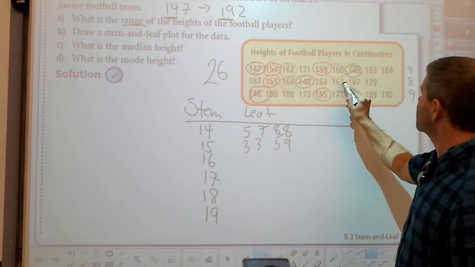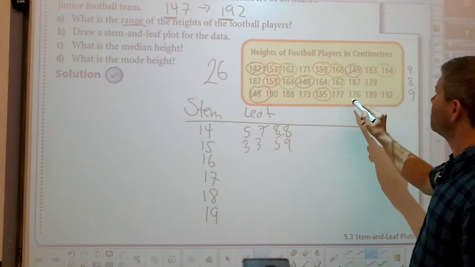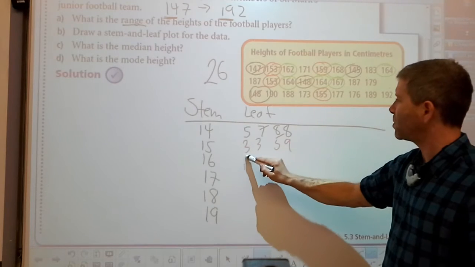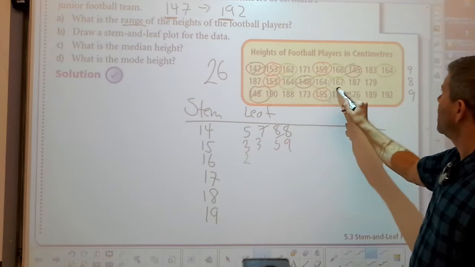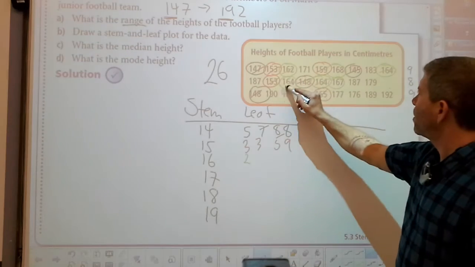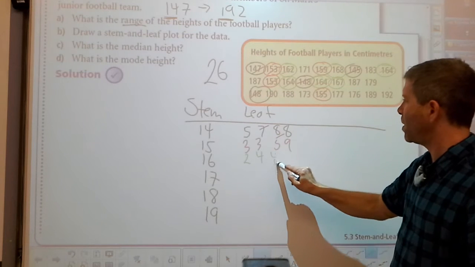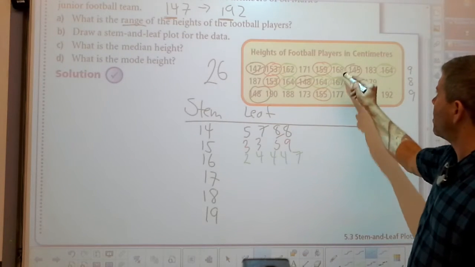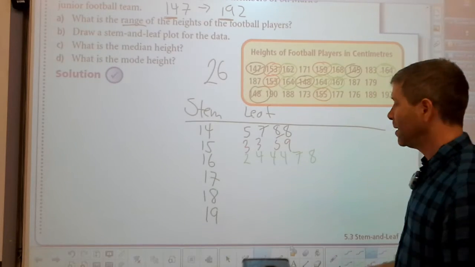162, 164, 67, 64, and another 64. So my smallest is 2 for 162. Then I have 1, 2, 3 164s. So 1, 2, 3 4s. Then I have a 167, so a 7, and a 168, so an 8.